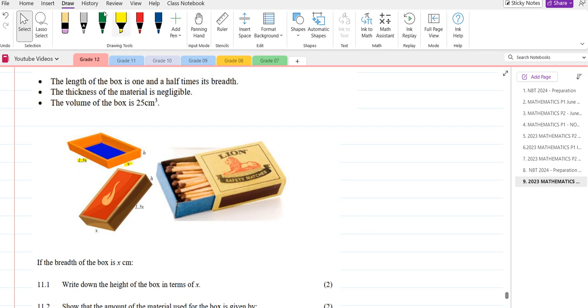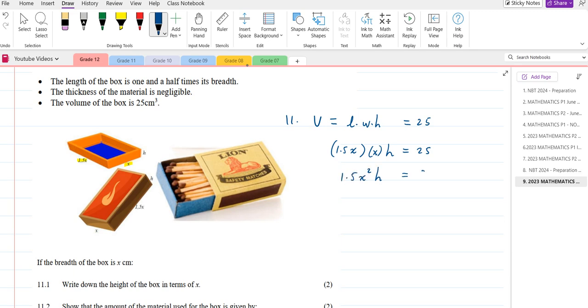So now for 11.1, they told us that the volume, that's a restriction, is equal to length times width times height, which is equal to 25. What's the length? The length is 1.5x. What's the width? x. And what's the height? That's what we need to solve. So we've got 1.5 x squared times the height is equal to 25.